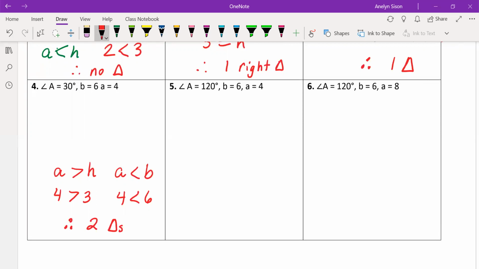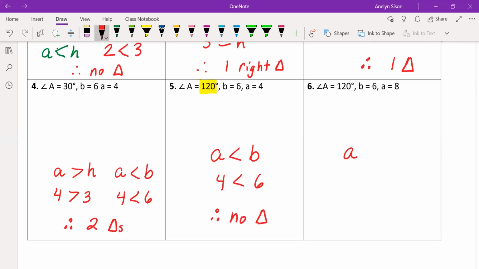For this one, 120 degrees. Look at the side opposite angle A. Is A greater than or less than B? So here A is less than B. 4 is less than 6. Are we going to make a triangle? No, the opposite side cannot be smaller. The opposite side of the obtuse angle cannot be smaller than the other side. So therefore, no triangle.